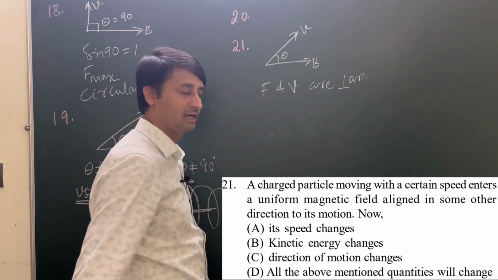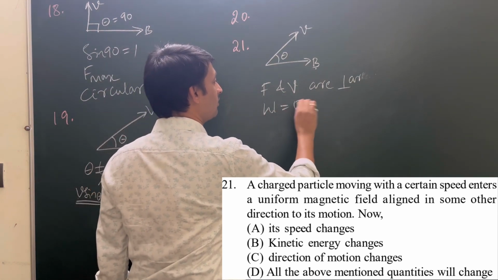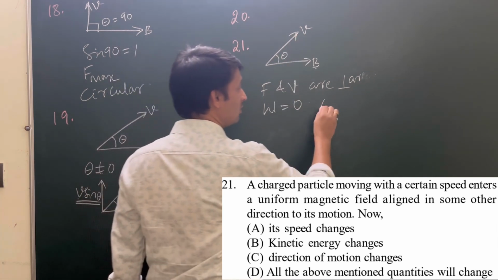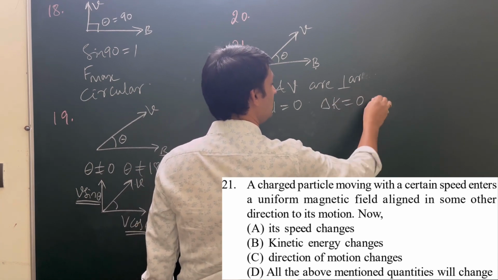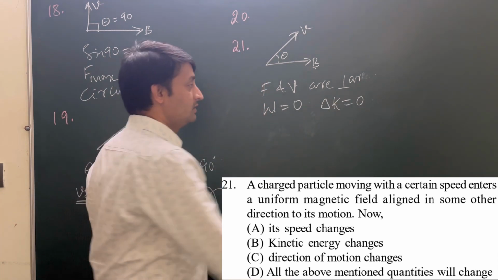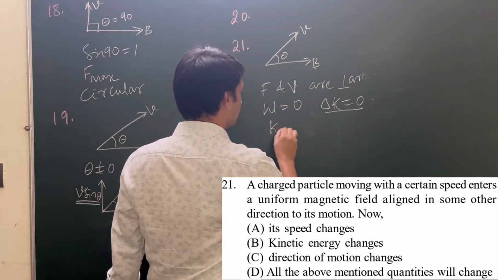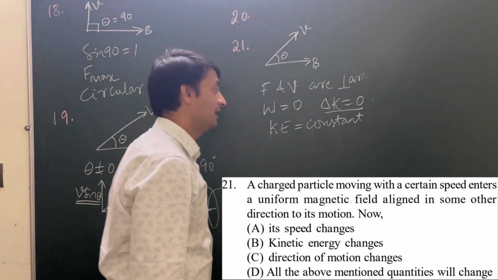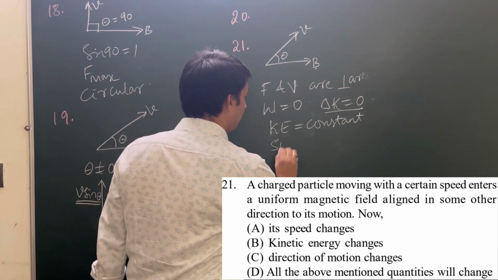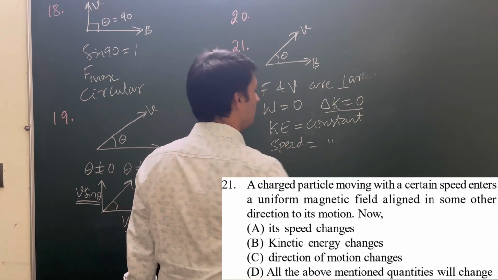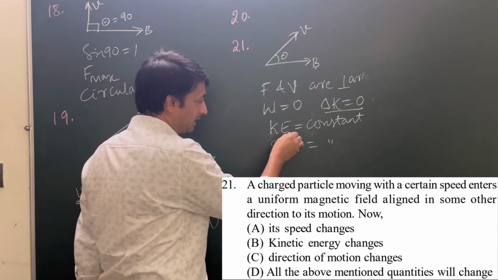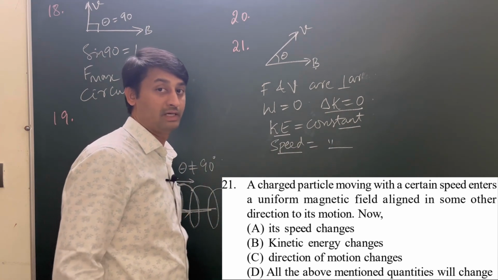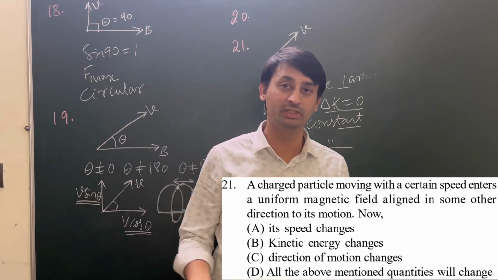When the two are perpendicular to each other, work done is equal to 0. Work done on the charged particle is equal to 0. Work done equal to 0 means the change in kinetic energy is equal to 0. Change in kinetic energy is 0 means that kinetic energy is constant. When kinetic energy is constant, then the speed of the charged particle is also constant. But the direction of the charged particle is changing.